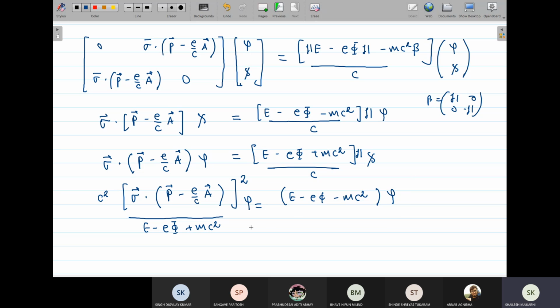But now you concentrate on this expression. We want to see what happens. So this is the equation without any approximation. There is no approximation at all, except the fact that the scalar potential phi and the vector potential are time independent. Apart from that, there is no other assumption. But now you see, what is your E? E is mc square plus E non-relativistic. This is your total energy.